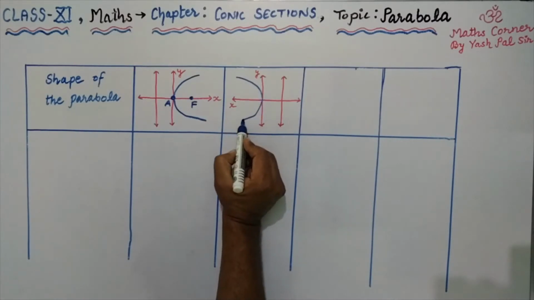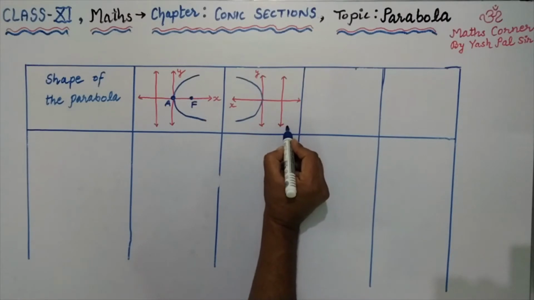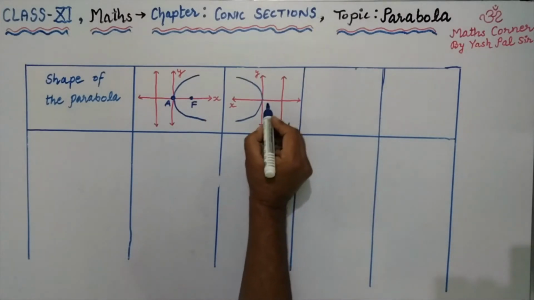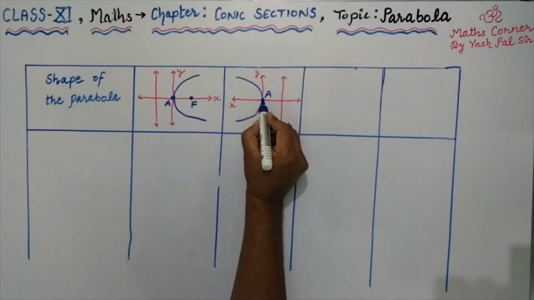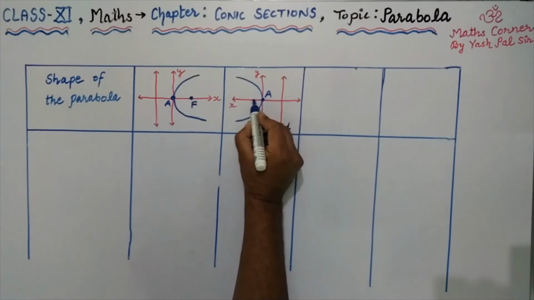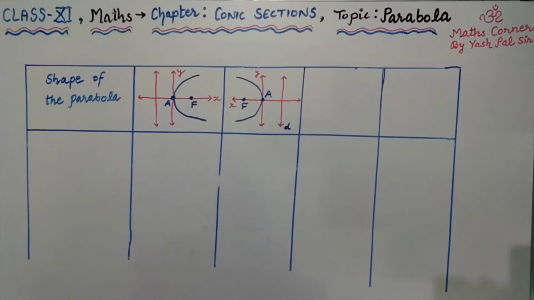This is the parabola, and this line is called directrix, and this point is called vertex. Equal to this distance, we have on x-axis one point which is called focus of the parabola.